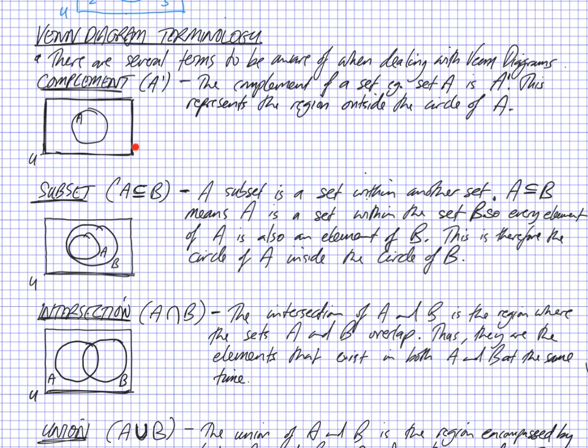So here I've got a Venn diagram, that's the universal set, the rectangle. I've got set A in the middle. If I was to represent the complement of set A, which is A dash, what does that represent? That represents everything in the set that is not A. So it's the area of the rectangle around the circle representing A. Okay? So that's the complement of A.